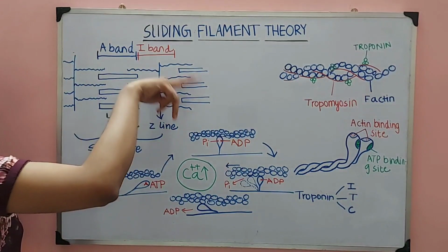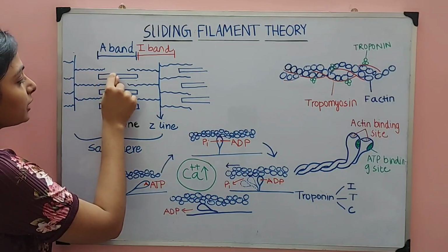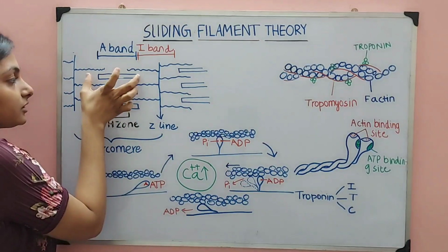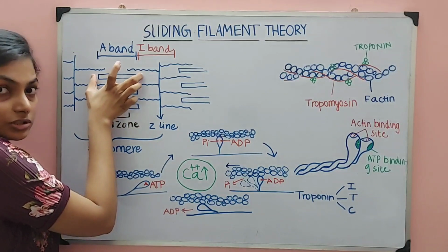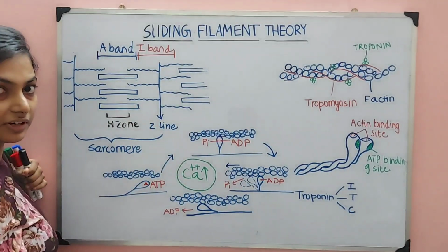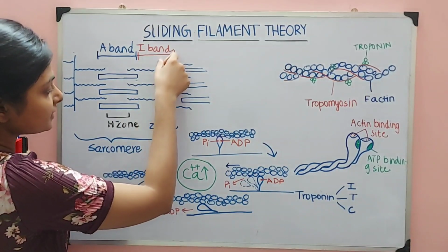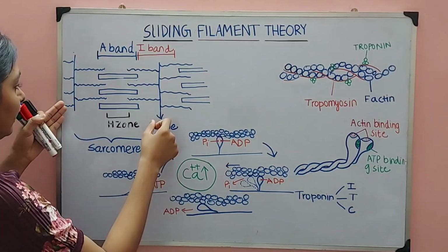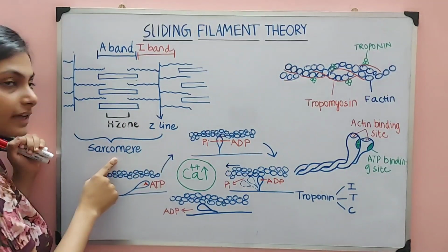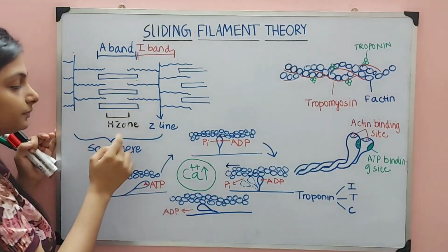Now coming to this diagram. We'll start from here. This thick line that you can see is the myosin filament. This is the thick band present over here. The thick filament is the myosin filament. And these thinner lines which you can see are the thin filament, that is the F actin. So this is the Z line and this is another Z line. The area between 2 consecutive Z lines is called the sarcomere, and that is 1 unit of the muscle fiber.